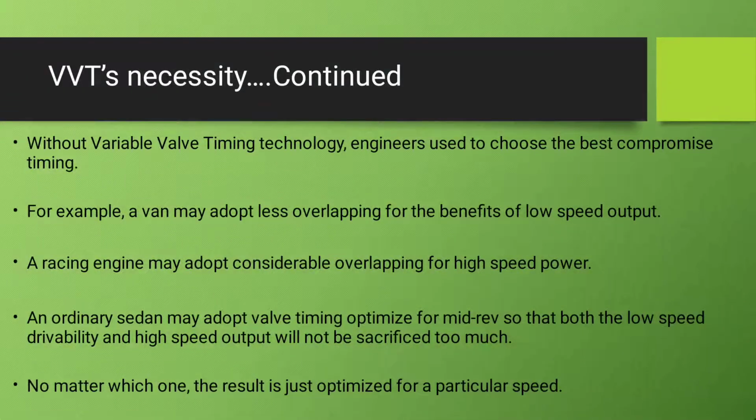Variable valve timing, its necessity. Without variable valve timing technology, engineers used to choose the best compromise timing. For example, a van may adopt less overlapping for the benefit of low speed output. A racing engine may adopt considerable overlapping for high speed power. An ordinary sedan may adopt valve timing optimized for mid revolution so that both the low speed drivability and high speed output will not be sacrificed too much. No matter which one, the result is just optimized for a particular speed.